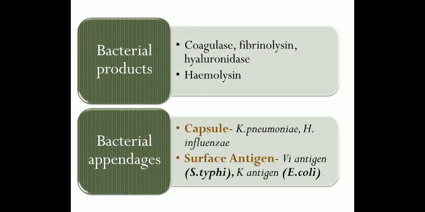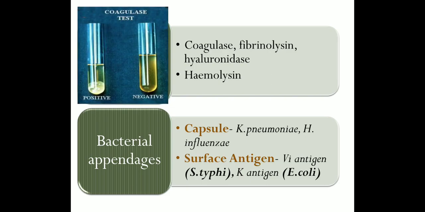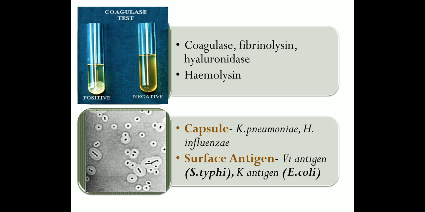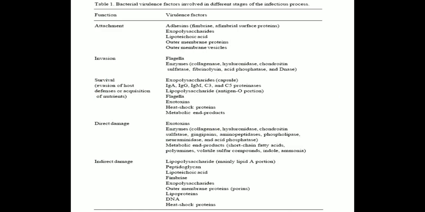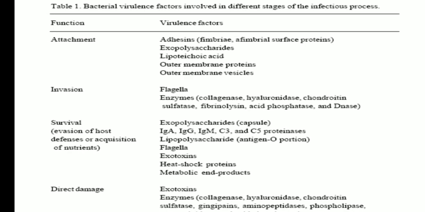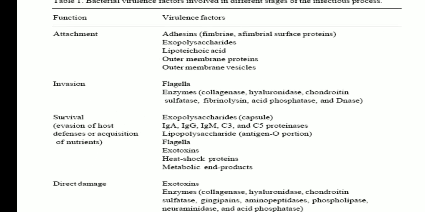bacteria altogether. There are certain bacterial products like enzymes such as coagulase, fibrinolysin, and hyaluronidase, which help in disrupting the intercellular junctions of the host tissue and spread the infection. Similarly, there are certain bacterial appendages like capsule and surface antigen, which are primarily responsible for the infectious disease process. Capsule is also antiphagocytic, that is, it can resist phagocytosis by macrophages. These are a few ways, or a few virulence factors, that are involved in the different stages of an infectious process.